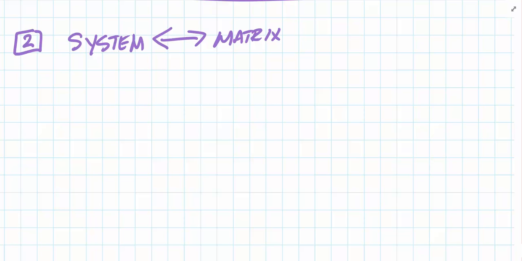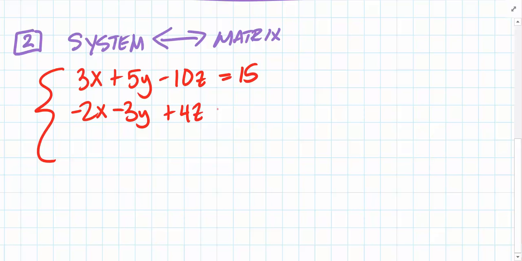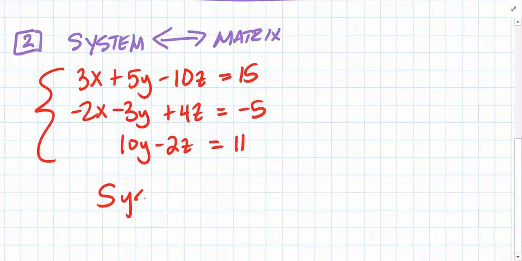So let me start off by giving you guys a typical system, all right? So the system could be 3x plus 5y minus 10z, and that's worth 15. Negative 2x minus 3y plus 4z, and that is worth negative 5. And then I could just say that 10y minus 2z is worth 11, okay? This is our system, and we have been very good about learning about systems and solving systems using addition and substitution and elimination. We've graphed systems and so on and so forth.